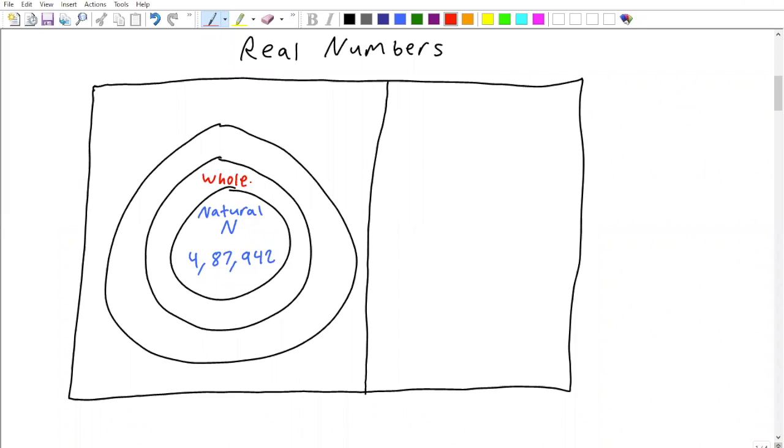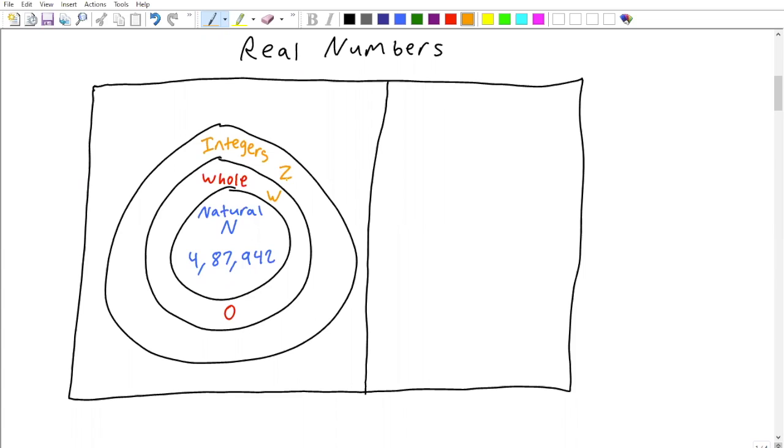Whole numbers are very close to natural numbers, and sometimes mathematicians only look at natural or only at whole. The only difference between whole and natural is that whole has the number 0 in it. 0 is a whole number, but it is not a natural number. All natural numbers are also whole numbers. Then we get a bit bigger and we get integers. By the way, I forgot to say whole is usually denoted with a W, and integers are usually denoted with a Z.